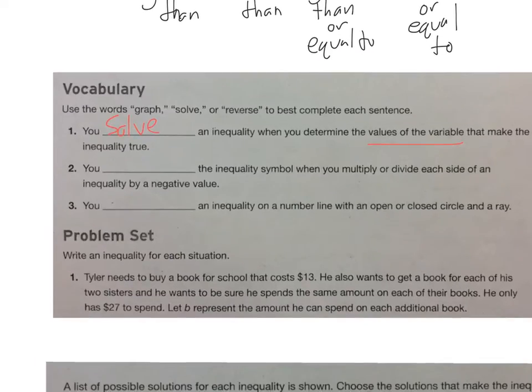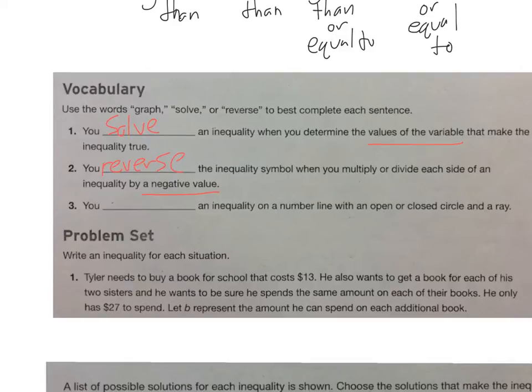You blank the inequality symbol when you multiply or divide each side of an inequality by a negative value. So you can actually solve these just by using inverse operations, and sometimes you're going to multiply or divide an inequality, and in that case, when you do that, it actually reverses the inequality symbol if it's a negative value. If you multiply or divide by a negative number, it reverses the inequality.